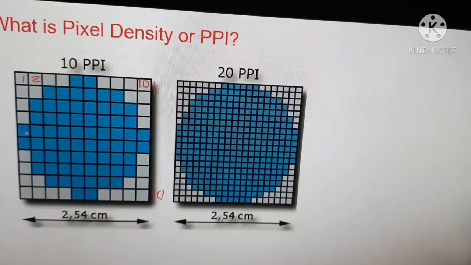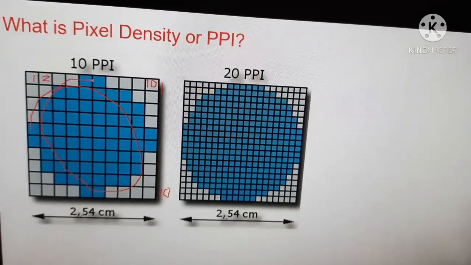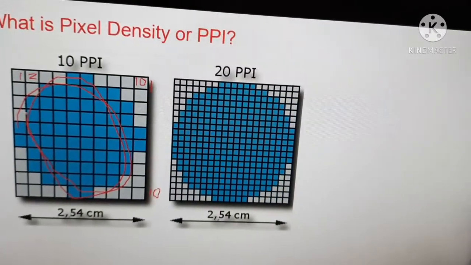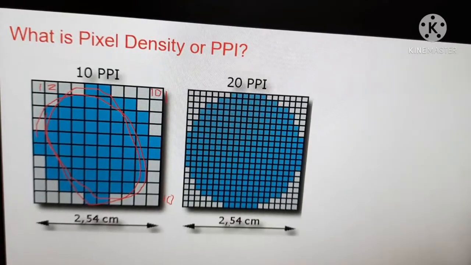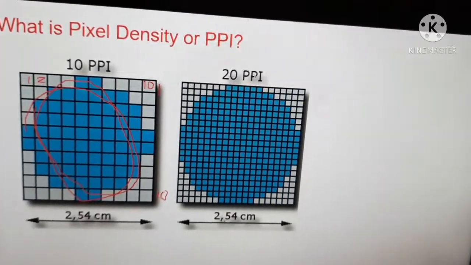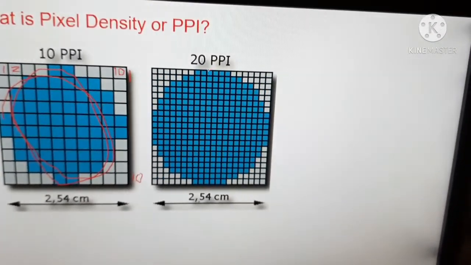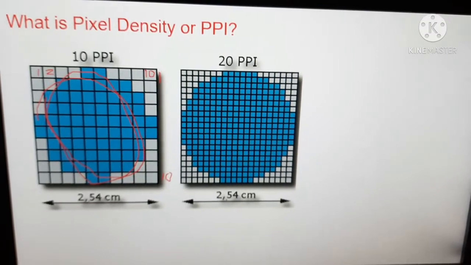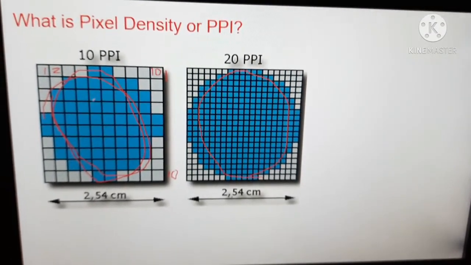So if I want to draw a circle, it looks something like this. I need to cross, so these are the pixels that need to be highlighted. The same thing, if I capture at 20 ppi, the circle is going to look like this. So you are having 20 pixels here. You can see that it is much better than the previous circle.